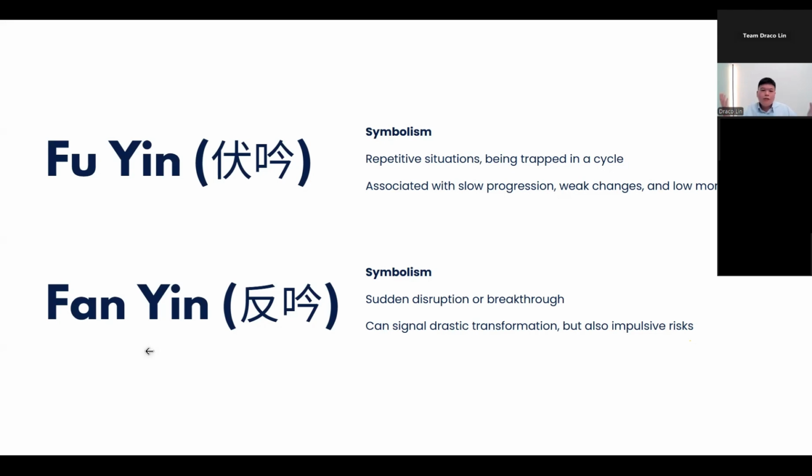So that's the reason why, in the bigger picture, we say Fan Yin and Fu Yin are bad. But is that the truth? You and I have to discover it together, because now we have this thing called full Fan Yin and full Fu Yin. Now, what if we don't have a full Fan Yin and full Fu Yin? What does it mean? Let's move on to the next slide.